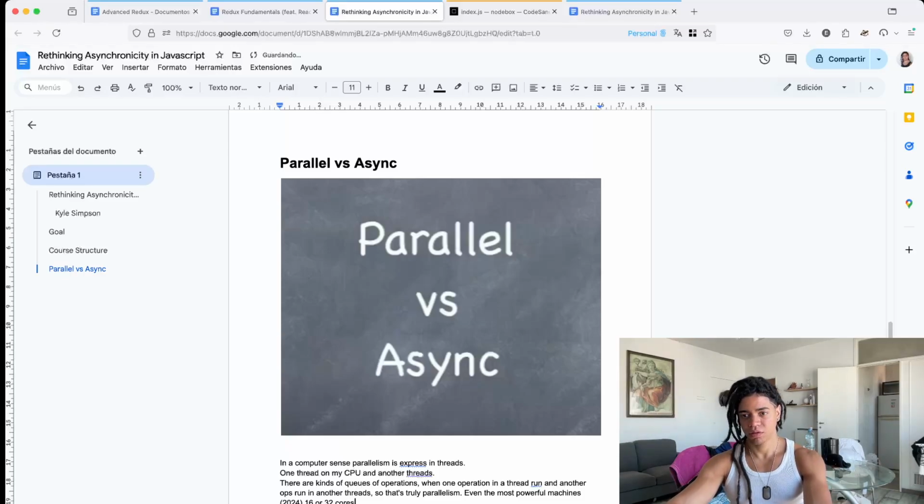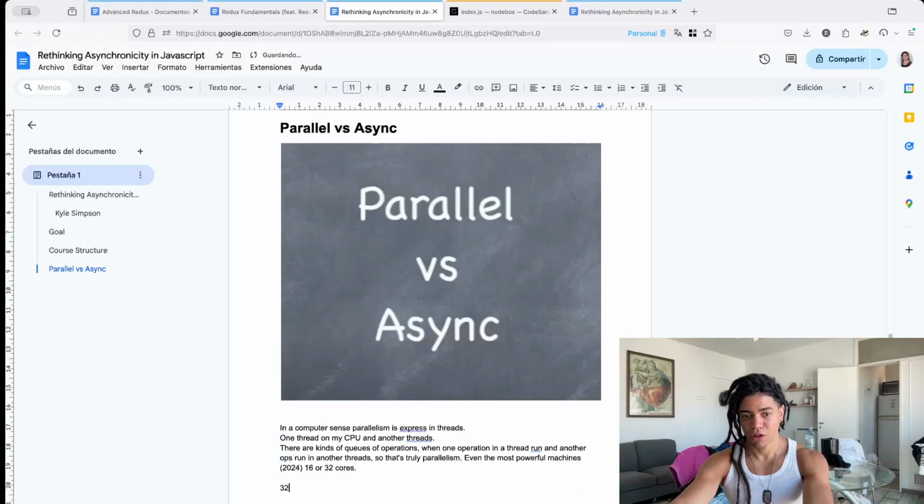32 threads is not nearly enough to run a modern operating system with the types of multitasking that we do. 32 threads is not enough to run a multitude of tasks in an OS, with all the programs that we run.